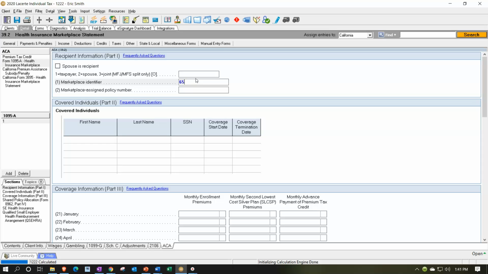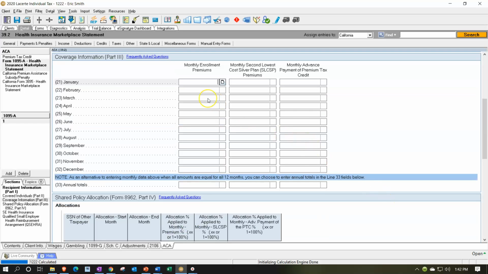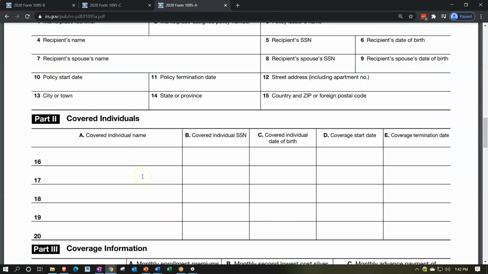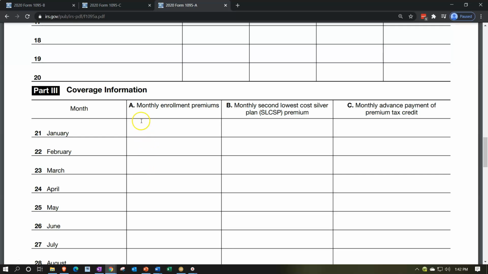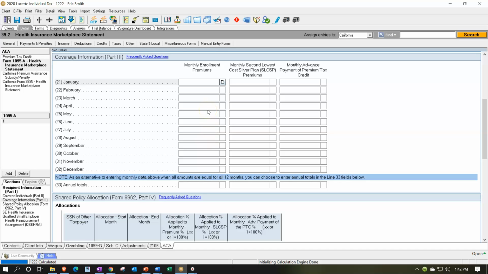So I'm just going to put in a random number on those two. Those aren't the correct digits or anything. But the main thing we're looking at down here is going to be the coverage information. So the coverage information, and we see those same three columns. Now with regards to the form, we can just pull this information in from these three columns on the 1095A. So we've got the months, the monthly enrollment premiums, the second lowest cost silver, and the monthly advanced payments. So I'm going to go back on over here and just enter that data as it would appear on the 1095A.